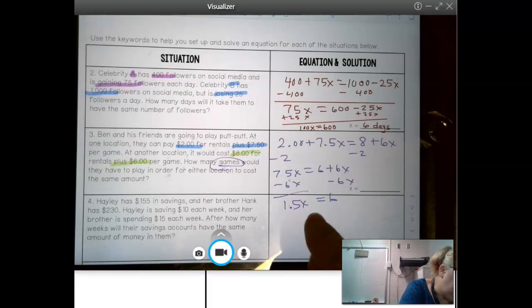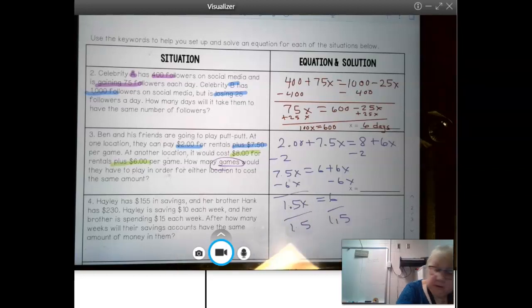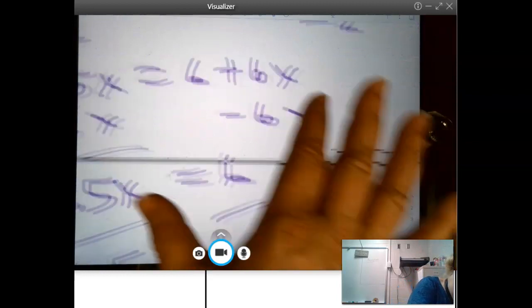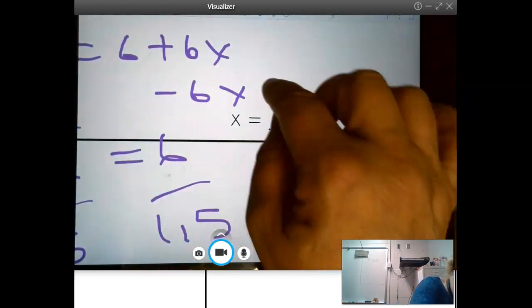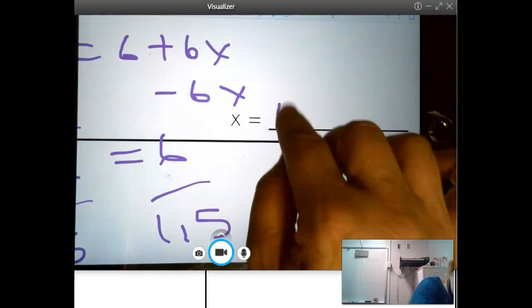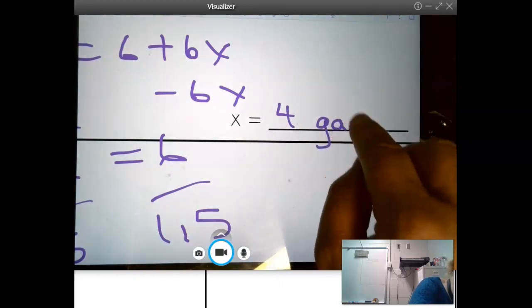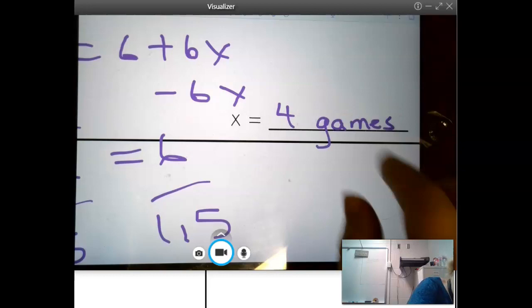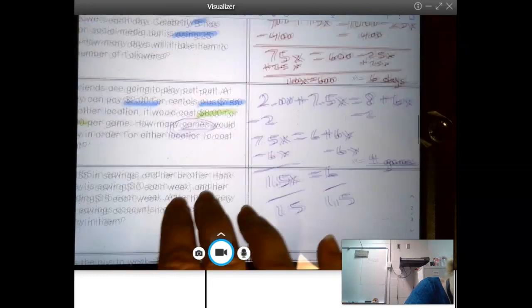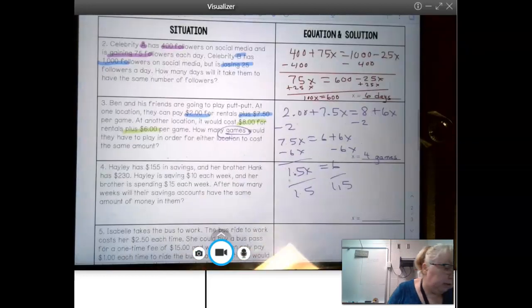And then dividing 6 by 1.5, both sides actually, and we get 4. So it's going to be 4 games. And it's the same, every scenario is going to be slightly different, but the steps are exactly the same each time. So, see what you can do and let me know if you have questions.